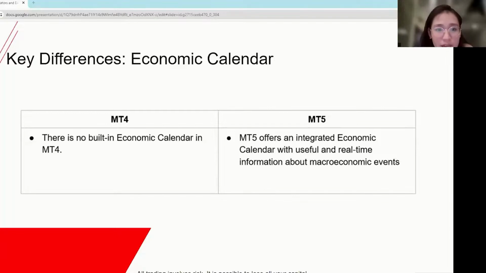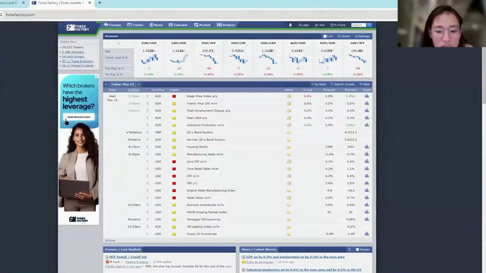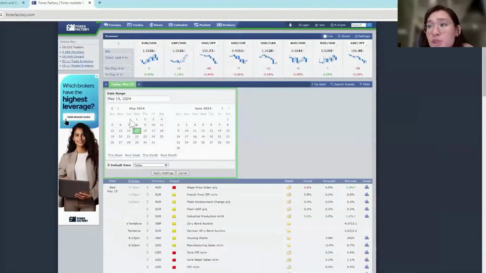So if you take a look at my screen now, this is just an example of the economic calendar that we prefer to use. This is forexfactory.com, and it has a bunch of indicators. But if you click on a date, we prefer to look at the weekly forecast. So the events for the upcoming week. But if you prefer, you can look at the entire month as well.